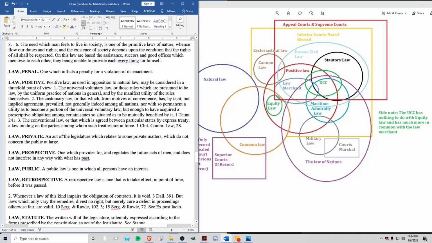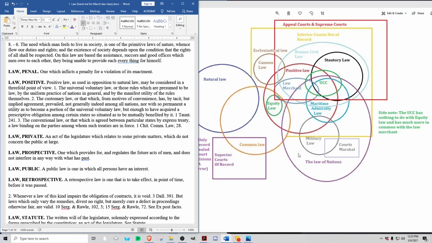Positive law, as used in opposition to natural law, right, which is why they don't touch, may be considered in a threefold point of view. 1, the universal voluntary law, or those rules which are presumed to be law by the uniform practice of nations in general, and by the manifest utility of the rules themselves.